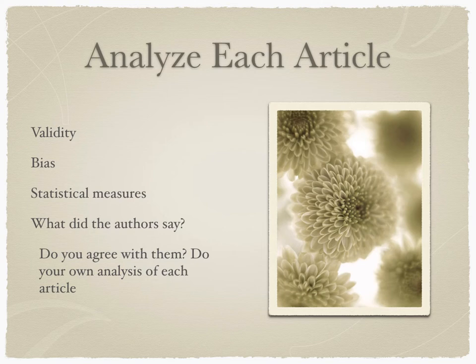When you're analyzing each article, you want to consider things like the validity of the research. You want to discuss any bias that may be in the study, including biases the authors may not have listed. Examine the statistical measures and their findings. And finally, what did the authors find? Do you agree with them? Do your own analysis of each article. Don't just restate what each author said about the research.